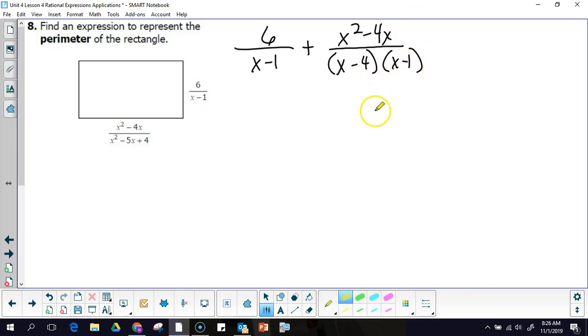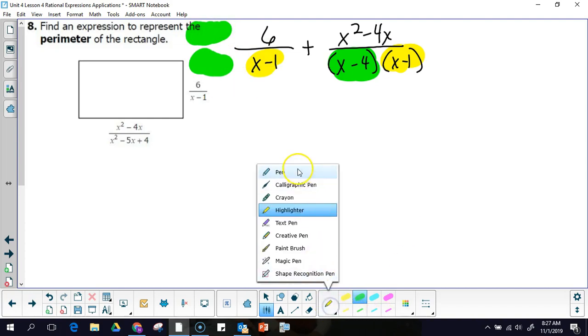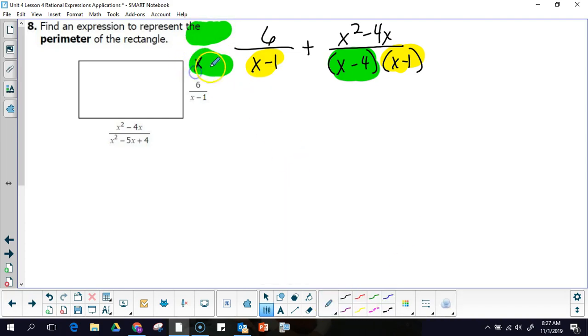If you remember doing this before, they both have the x minus 1 in them, but only one of them has the x minus 4. So we need both of them to have the yellow and the green. So we need to put the x minus 4 over here. Have to multiply both in the numerator and denominator.